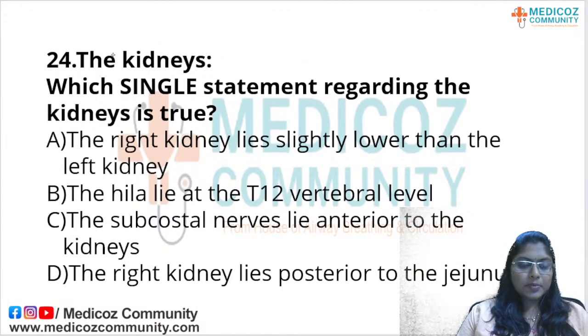Coming to the last but one question, kidneys. Which single statement regarding the kidneys is true? The right kidney lies slightly lower than the left kidney. Hilar lie at the T12 vertebral level. The subcostal nerves lie anterior to the kidneys. The right kidney lies posterior to the jejunum. This is a pretty easy one. Please answer quickly.